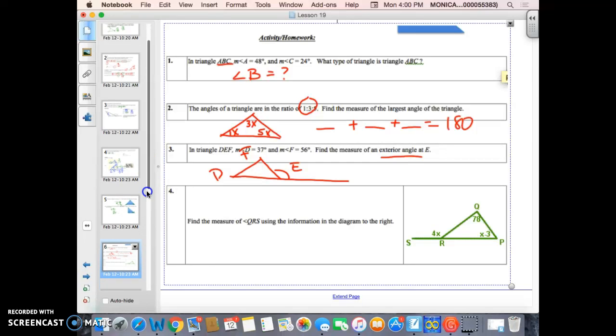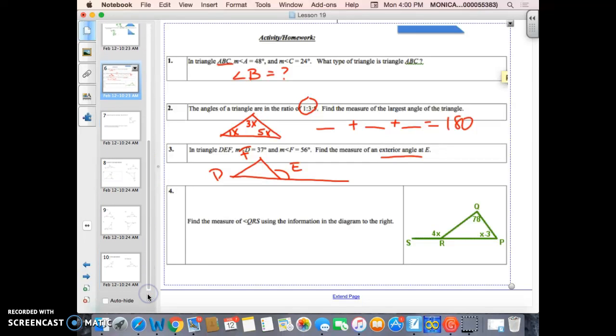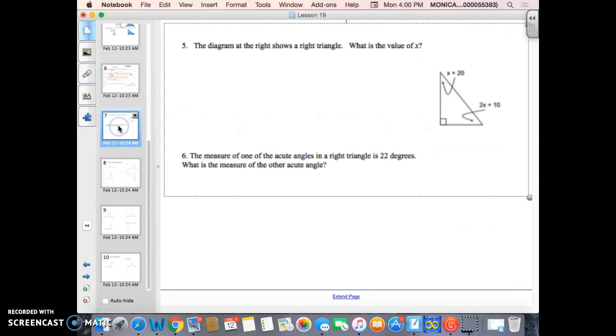Okay, let's see what else we got. Again, this is one where you could set it up a couple different ways, but you know that these two have to add together to give you 90, right? Because the other side is 90.